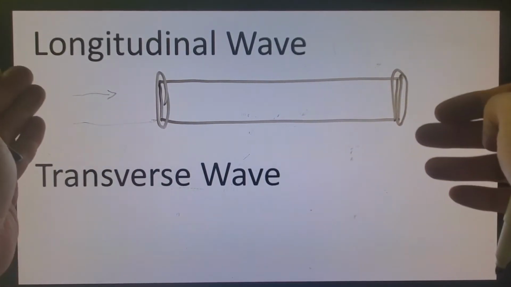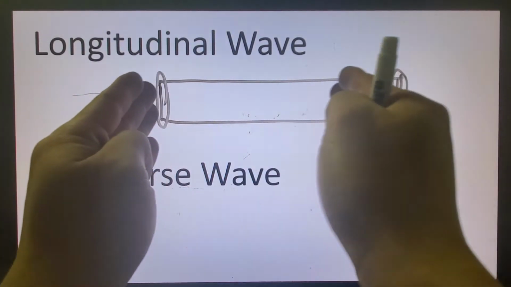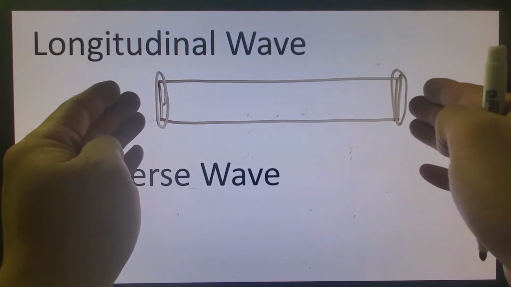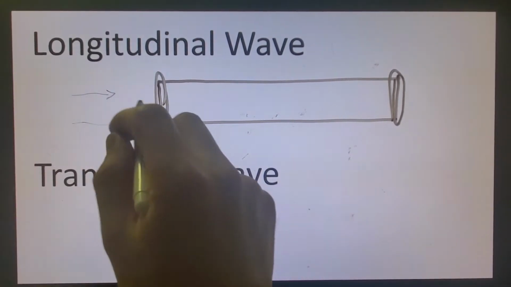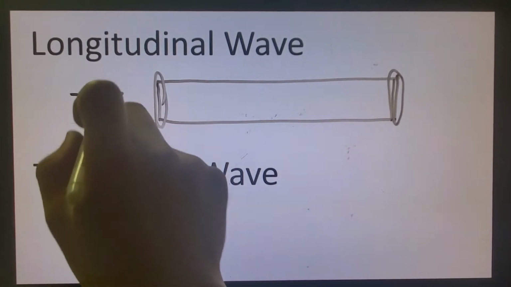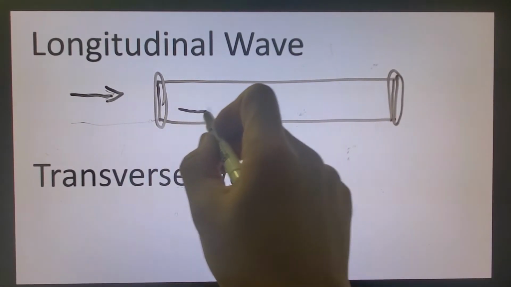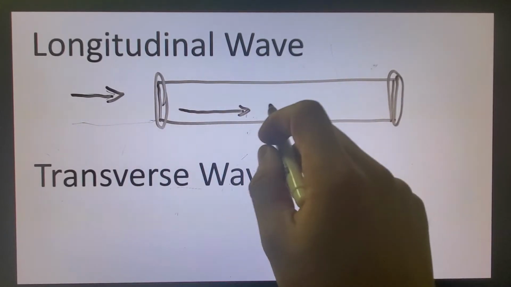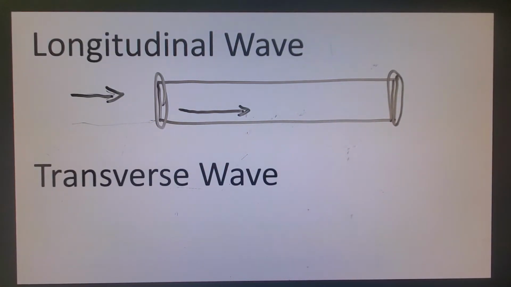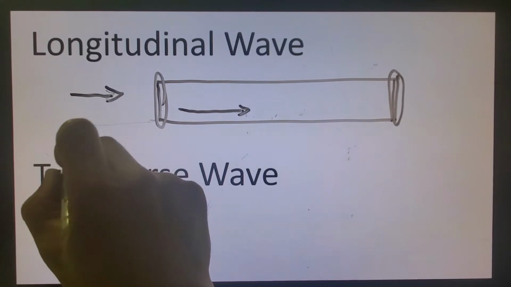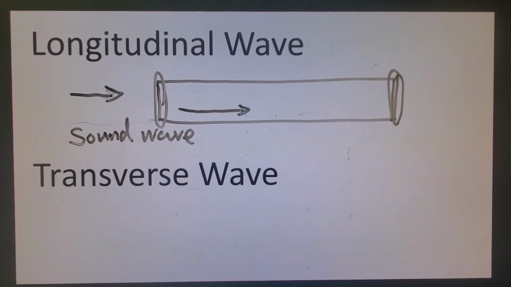When the tube is long, when you push it over here, the molecule is going to compress and then release, compress, release all the way and propagate to the right side. So what happened is, your disturbance is in this direction. So that's the direction of the creation of the wave. And it's going to travel in the same direction as the propagation of the wave. So this is called longitudinal wave. An example of this one will be sound wave. Sound wave is a longitudinal wave.